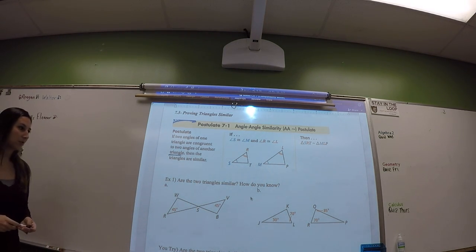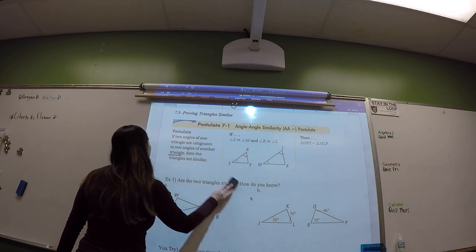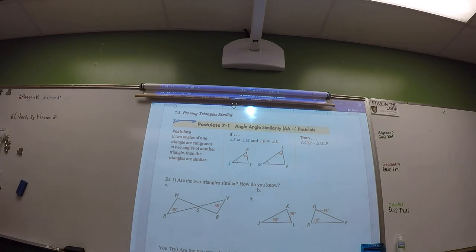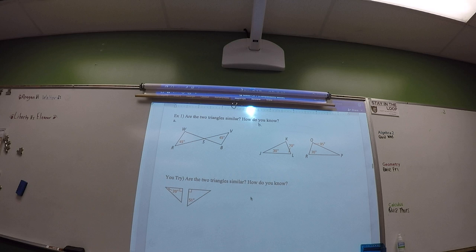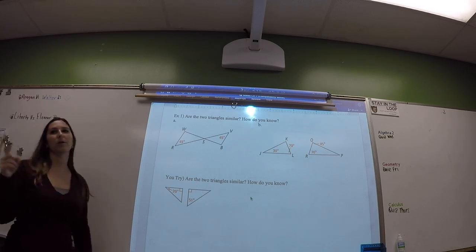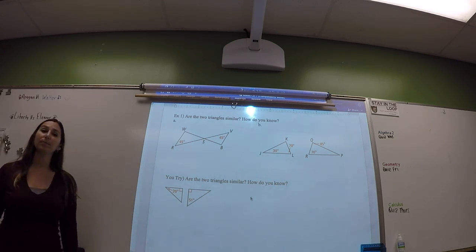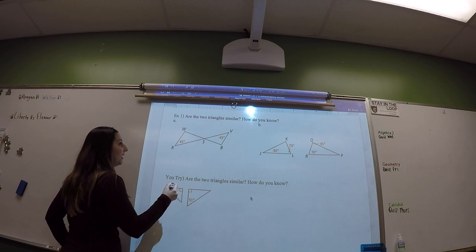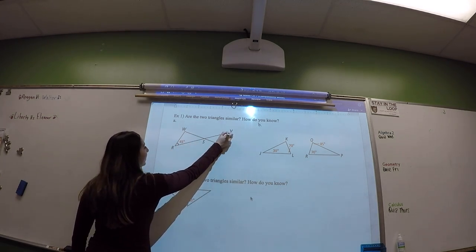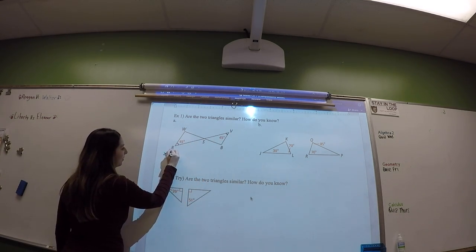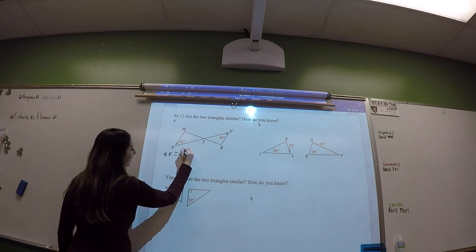Okay? All right, so what we're going to do is for the following triangles, we're just going to see if they're similar. In order to determine if they're similar, we're going to compare the corresponding angles and make sure that they're congruent. So first set, we have 45 and 45. So we have one pair of congruent angles.